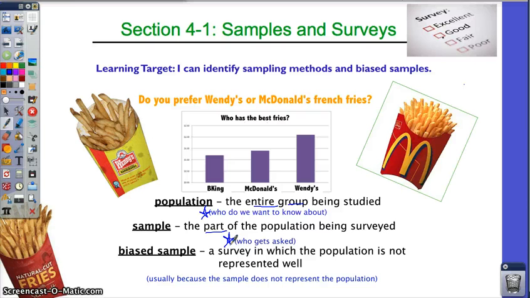And then a bias is going to be a survey in which the population is not well represented, which means usually maybe it's only representative of part of the population. Like I said, if this survey was done outside of Wendy's, more Wendy's customers are going to be answering this because they're coming out of Wendy's. That could be a bias for this survey. So we want to identify the population, the sample, and any potential bias in the example 1 below.